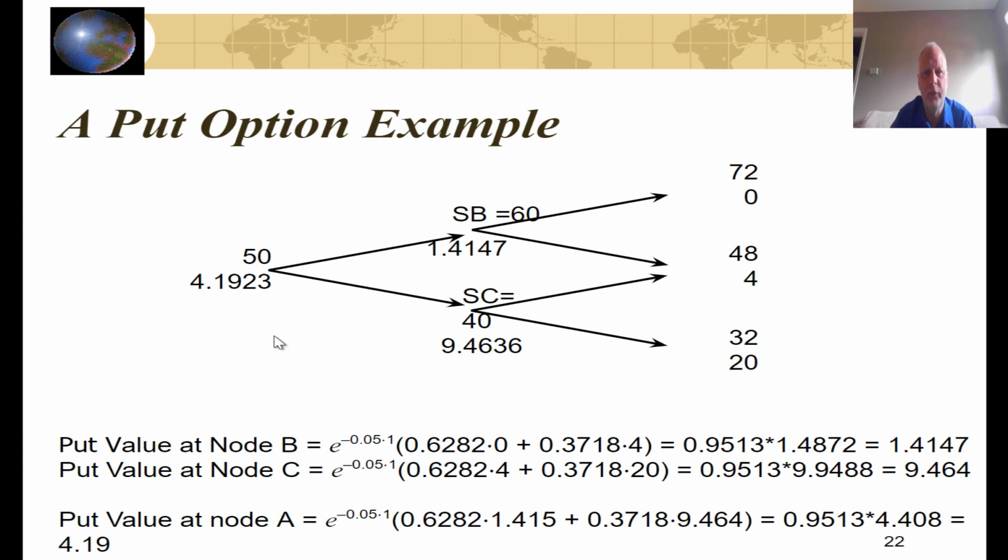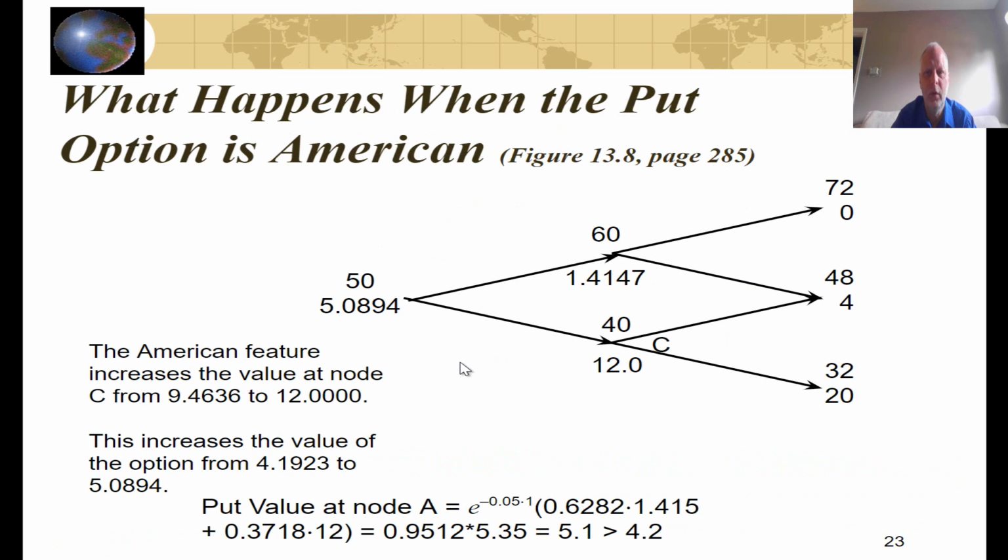This is for a European put option. It will be slightly different for an American put option, because for an American put option, you have the option here at node C in 1 year of exercising the put. If you can exercise the put, the value of the put will be 52 minus 40, or 12, since you can sell here with an American, but you can't for a European. So this number will go up for an American from 9.46 to 12. That is shown here.